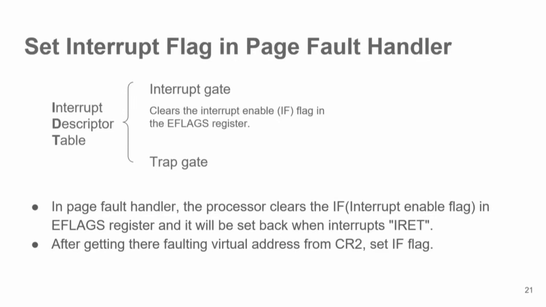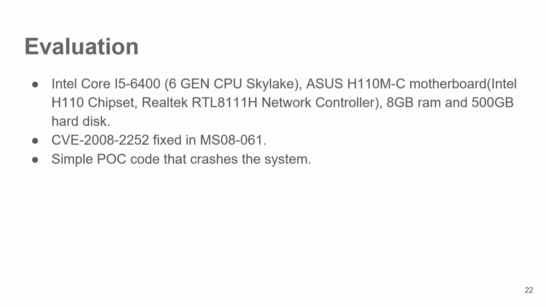And right after, I get the faulting virtual address from the CR2 register. And here's the evaluation. Our test bed is an Intel Core i5 6th generation processor with the H110 chipset. And we use this quite classic CVE-2008-2252 vulnerability, and we wrote a simple POC code which just triggers the vulnerability and crashes the system. There's no payload.